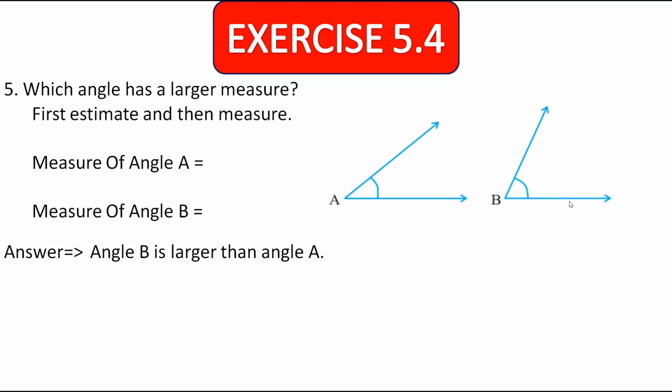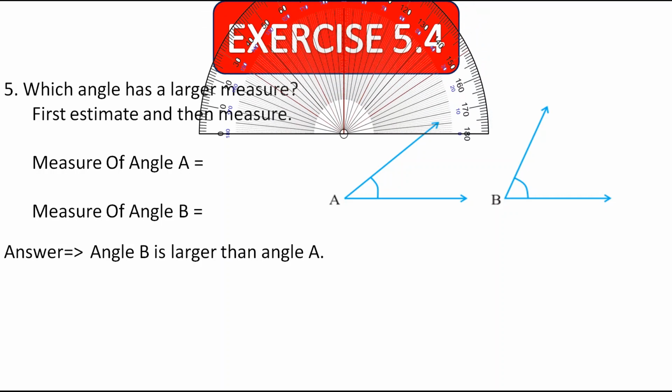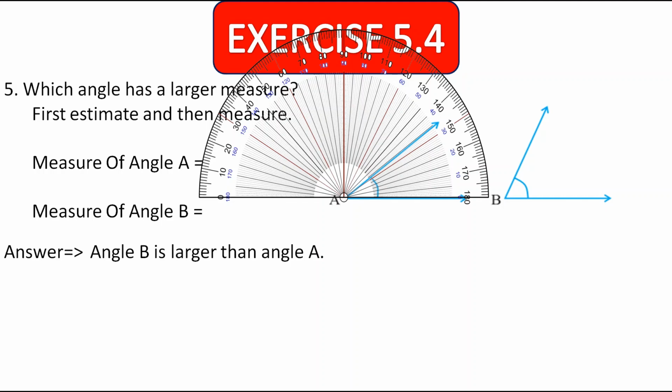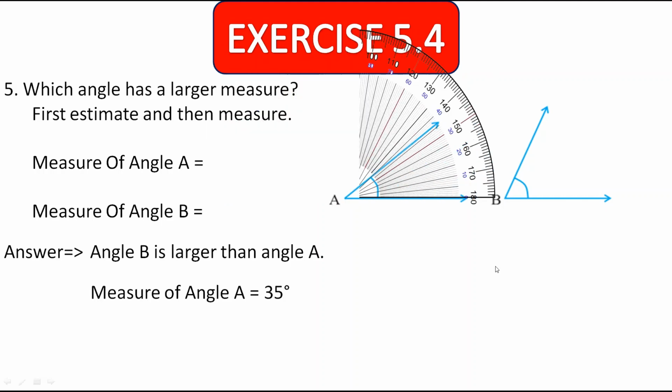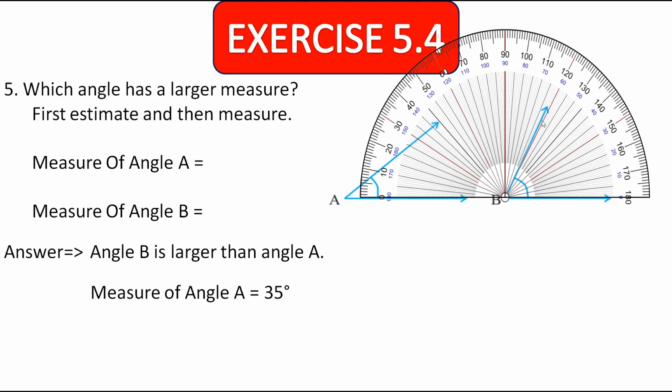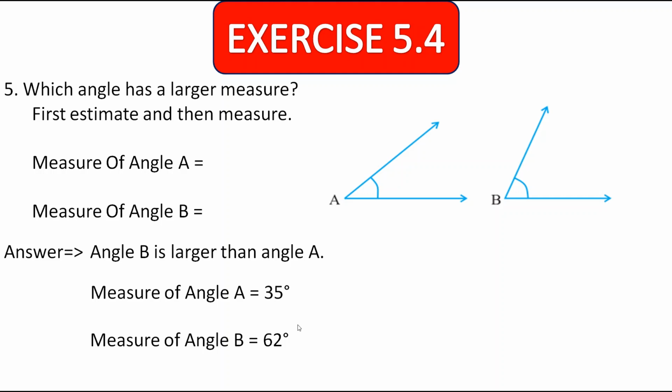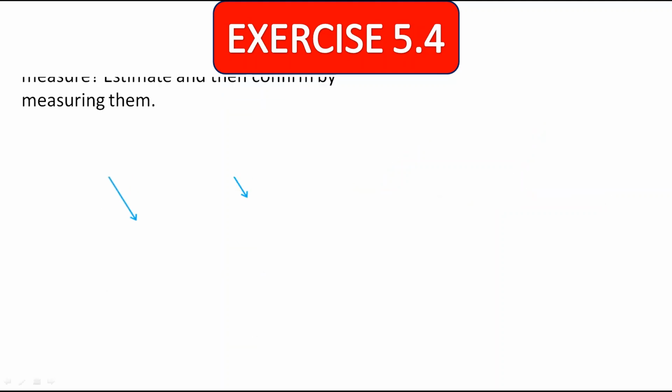Now let's measure. Okay, so the angle A is exactly 35 degree and angle B is measuring exactly 62 degree. Okay, as you see here in the measurements, you understand that the angle B is larger than angle A. Okay, now let's move to the next question, that is the sixth one.